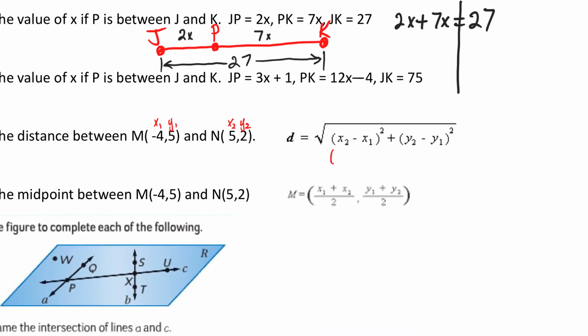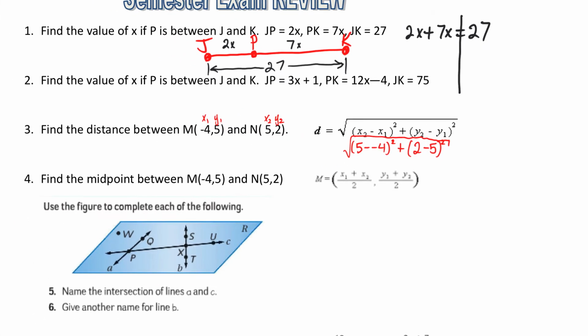So what's the x2 value? 5 minus what's the x1 value? Negative 4. Plus, what's the y2 value? 2 minus what's the y1 value? All right, we got to remember to do the square root of that whole thing. And again, I'm going to let you plug that in and see what that is.